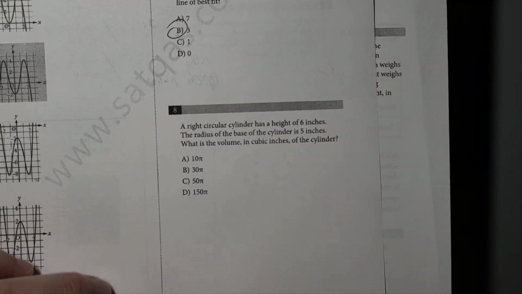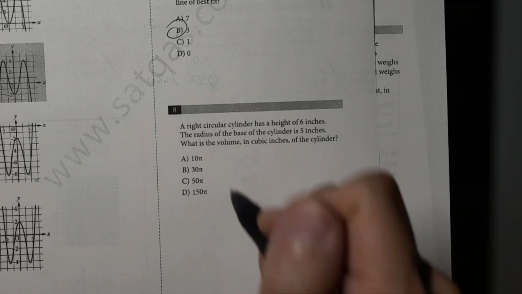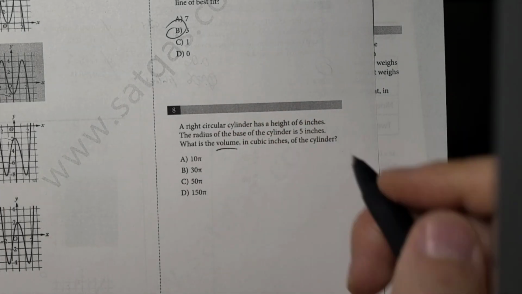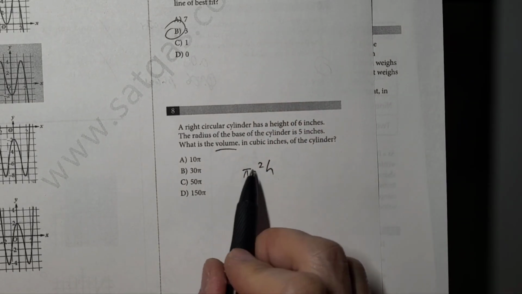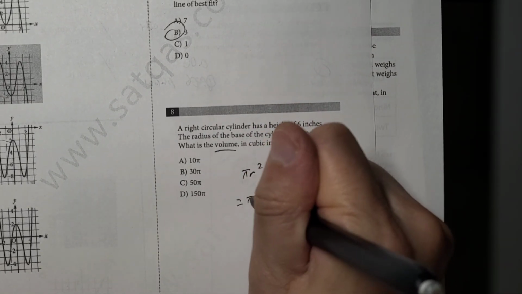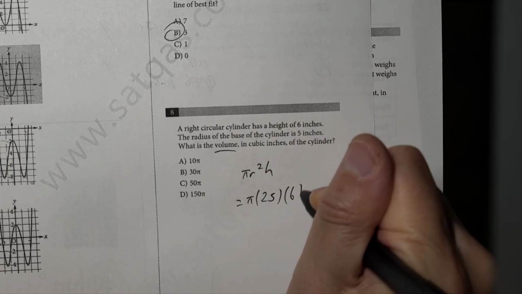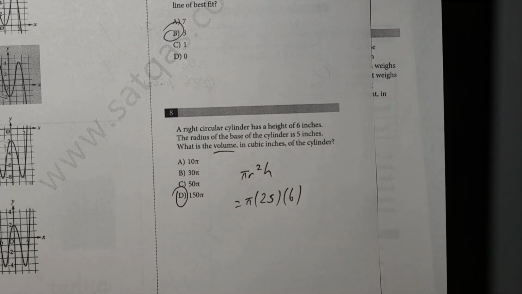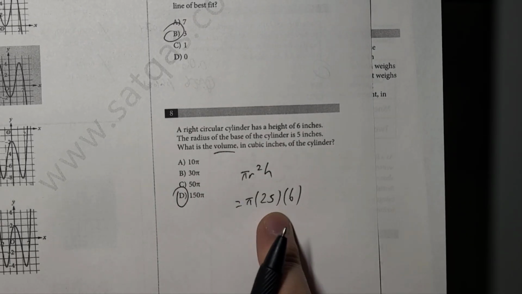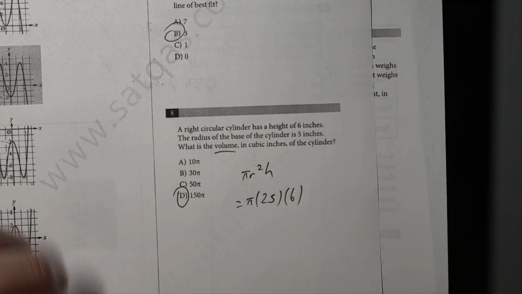A right circular cylinder has a height of 6 inches. The radius of the base of the cylinder is 5 inches. What is the volume of the cylinder? Volume of the cylinder is pi r squared h, area of the base times the height. So this is pi times radius is 5, so times 25 times 6. So that is 150 pi. Okay, didn't even need a calculator. You should know that 25 times 4 is 100, and then there's 2 more, so 150.